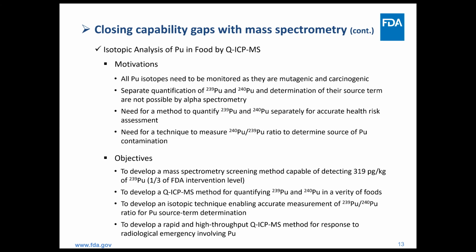To develop a mass spectrometry screening method, it has to detect at least 319 picograms per kilogram of food. This is 1/3 of the FDA limit.